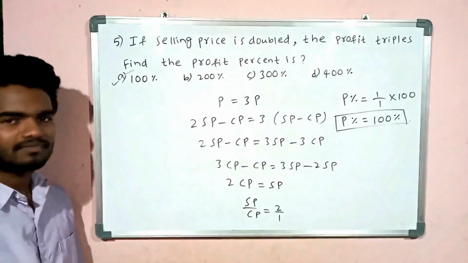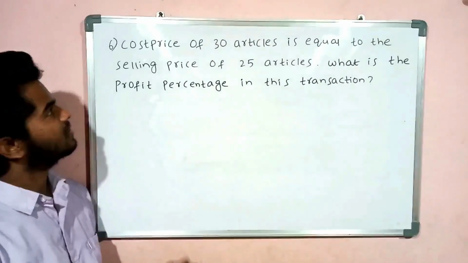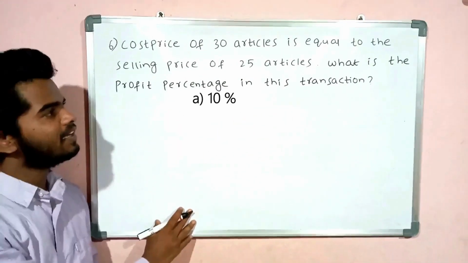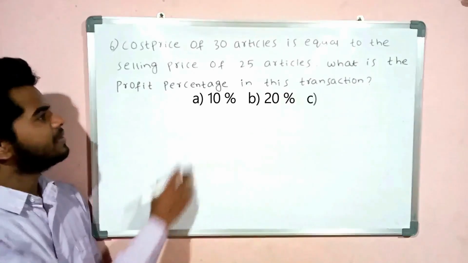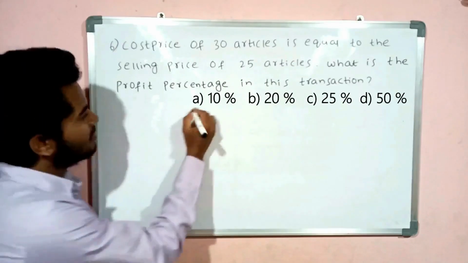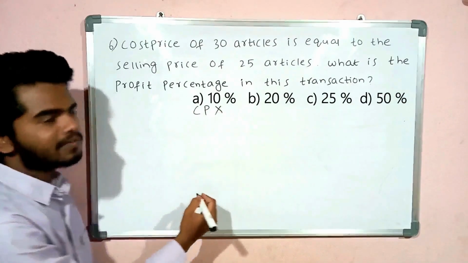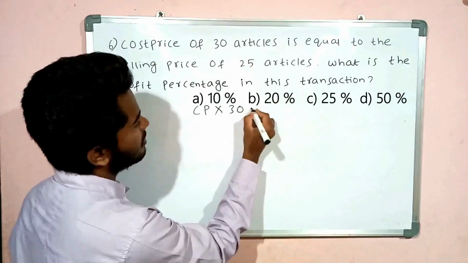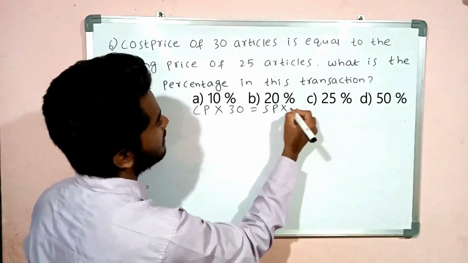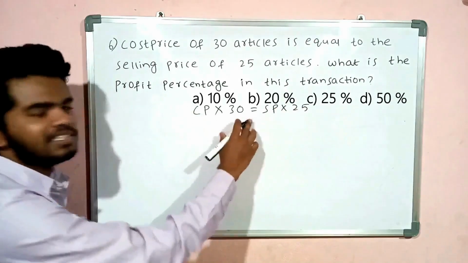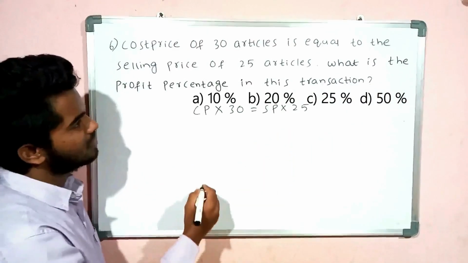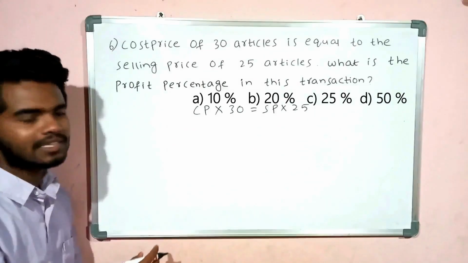Option A. Question number 6. Cost price of 30 articles is equal to the selling price of 25 articles. What is the profit percent in this transaction?